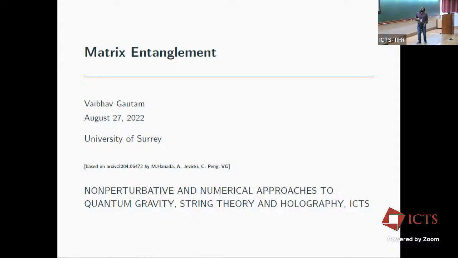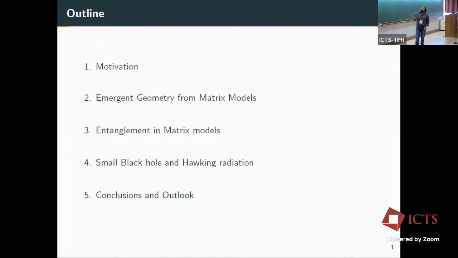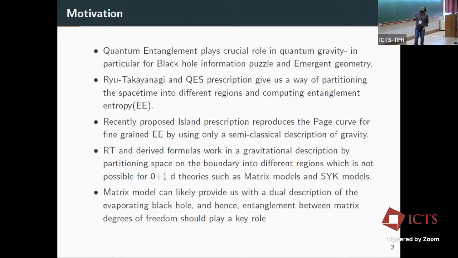Okay, so my talk is based on this paper written by Masanori, Dalchaviki, Cheng Peng, and myself. To motivate this, we first noticed that the quantum entanglement entropy plays an important role in the information puzzle and in emergent geometry. Over the past decade and a half, there have been a lot of formulas such as the Ryu-Takayanagi, the HRT, QES prescription and island prescription, which allow us to calculate the entanglement entropy of some subregion on the boundary space-time by computing the area of some homological surface.